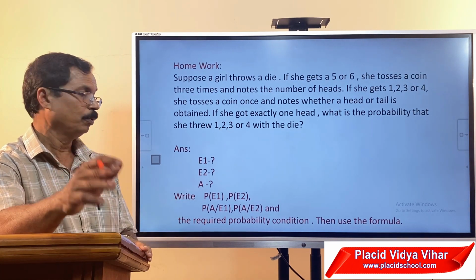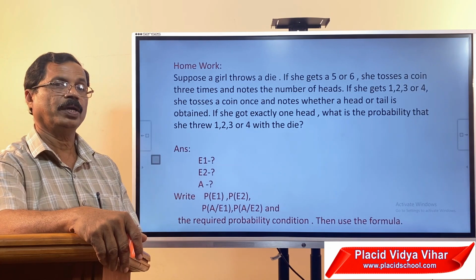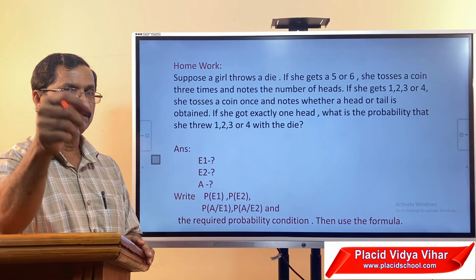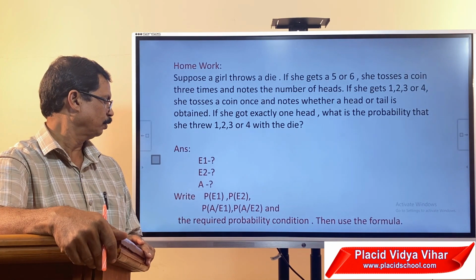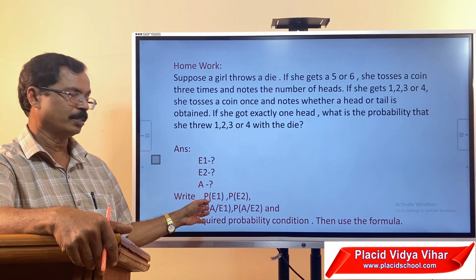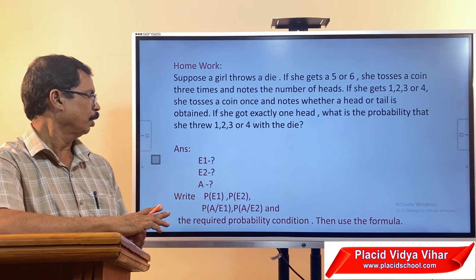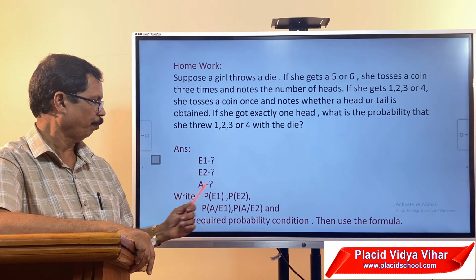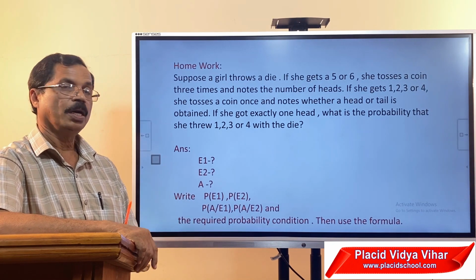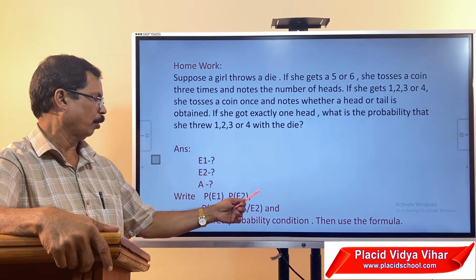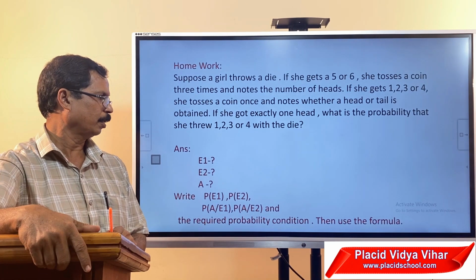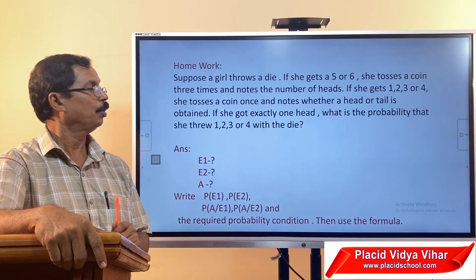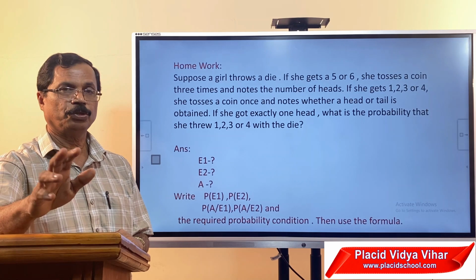So as above, here you have to define what is E1, then what is E2, then A is very important, the event that occurred. Then what are the remaining steps? Find P of E1, then P of E2, then P of A given E1, then P of A given E2, and then you write the required probability condition and put a question mark. Then use the formula of Bayes theorem. I think you can follow this and do it yourself.